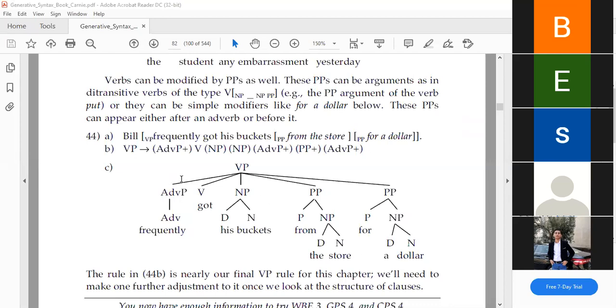That's why we keep the ADP, the adverb frequently, the verb got, the NP his buckets. We keep the PP, P from and the store, but the difference is we don't attach the last PP to the VP, we attach it to this NP, the store. We say D, N, then we have PP, and it is P, in, then NP, my D, and the neighborhood N.